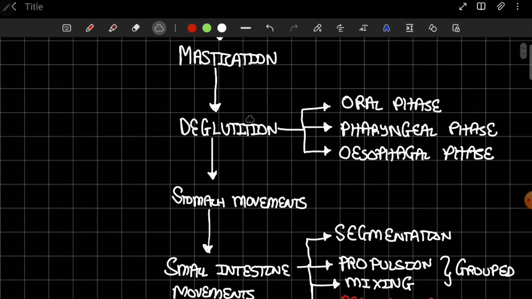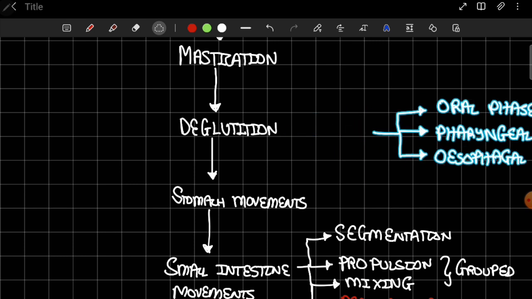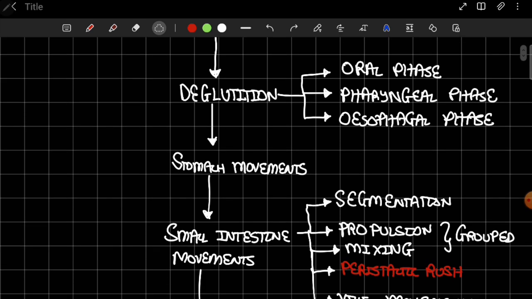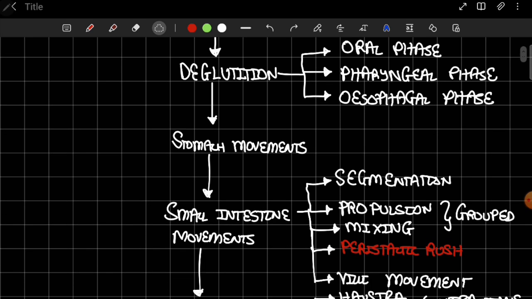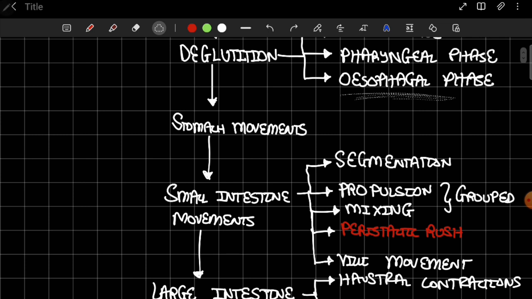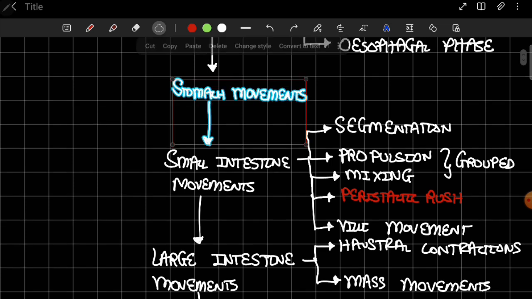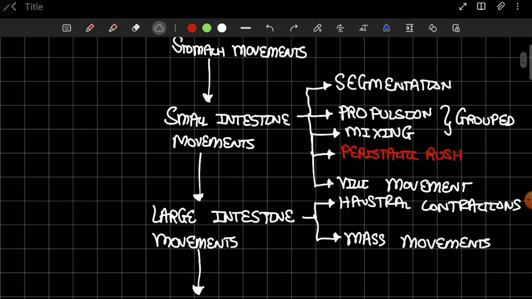Now, it will go to the mouth. In the mouth, it will cause deglutition. What is deglutition? Swallowing. There are three phases of deglutition: the oral phase, the pharyngeal phase, and the esophageal phase. Now, after the movements in the esophagus, the last procedure of deglutition, the food will go to the stomach. Therefore, the stomach movements occur and it pumps the food to the small intestine.